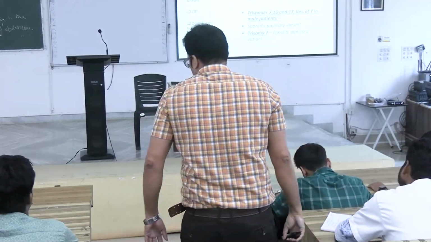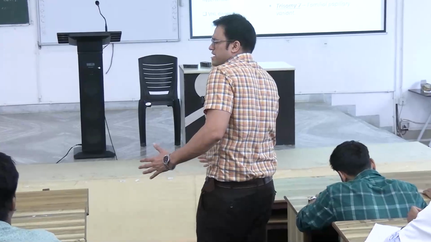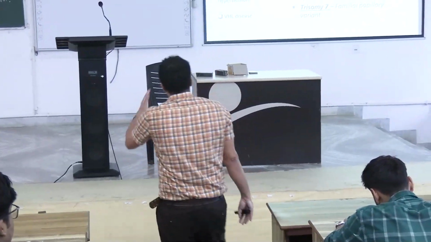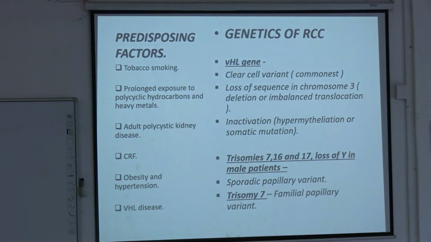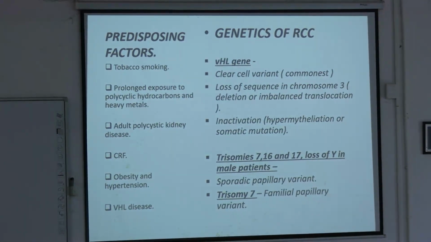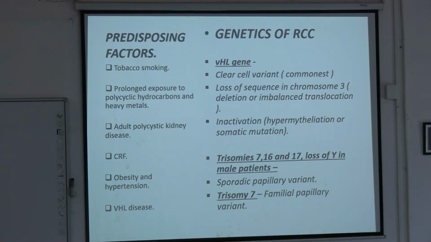Okay. Coming to predisposing factors, more or less similar: smoking, tobacco smoking, prolonged exposure to polycyclic hydrocarbons, then exposure to lead, asbestos, coal tar, etc. Then adult polycystic kidney disease is a predisposing factor for RCC. Then chronic renal failure, hemodialysis associated kidney diseases. Hemodialysis associated kidney diseases can give rise to renal cell carcinoma, as can obesity and hypertension.